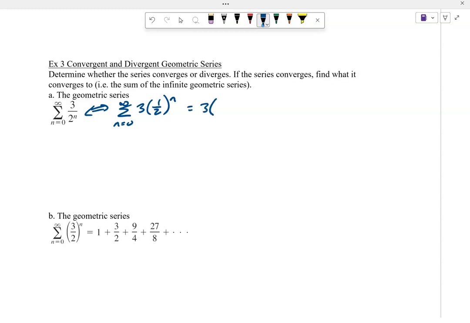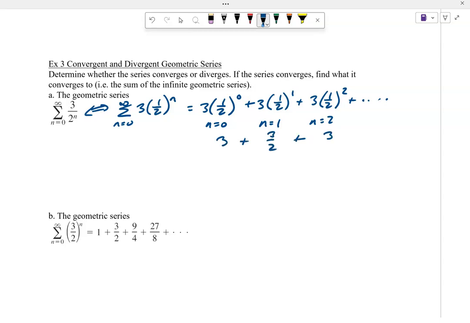So I have 3 times a half to the 0 plus 3, because I got to start at 0 this time instead of 1. Then I'm going to let n be 1. Then I'm going to let n be 2, and so on. So can you see how I got 3 plus 3 halves plus 3 fourths, right?